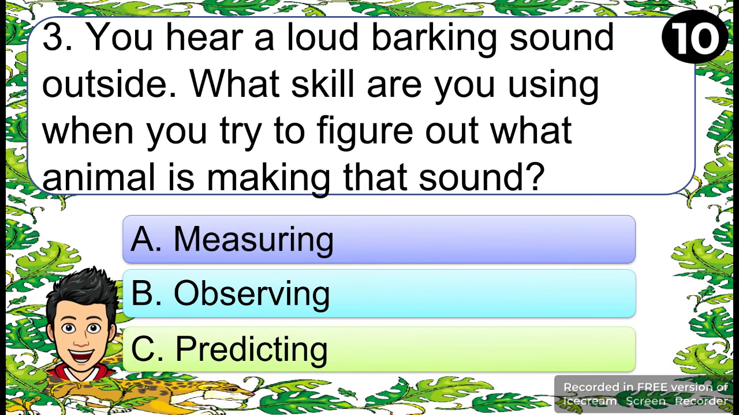Number 3. You hear a loud barking sound outside. What skill are you using when you try to figure out what animal is making that sound? A. Measuring. B. Observing. C. Predicting.